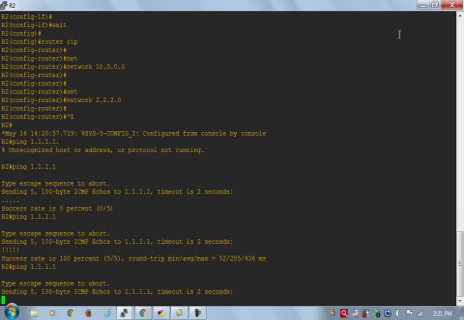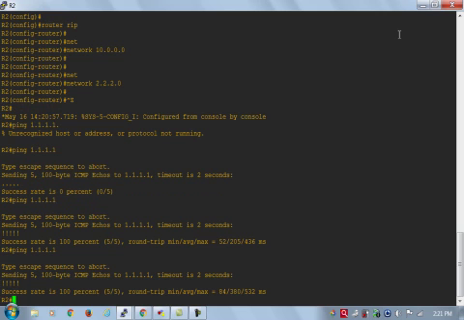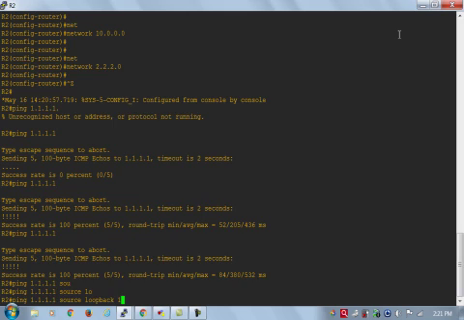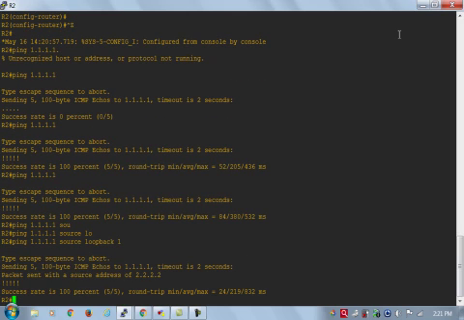Ping is happening. I can do a ping with the source router of my lover also. This is also happening. So Arun and his lover are able to communicate and send data also.